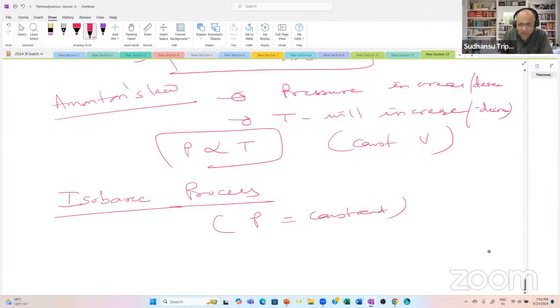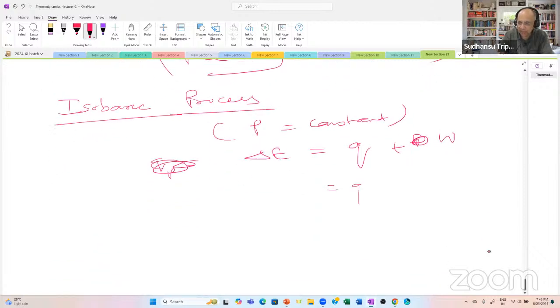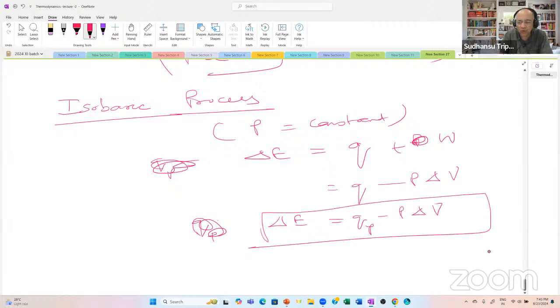Then if that is constant, then Q_P is equal to del H, or delta E is equal to Q plus W. So in place of W, we can write Q minus P del V. P is constant. So Q_P, or simply del E, is equal to Q_P minus P del V. So the whole equation will be valid.